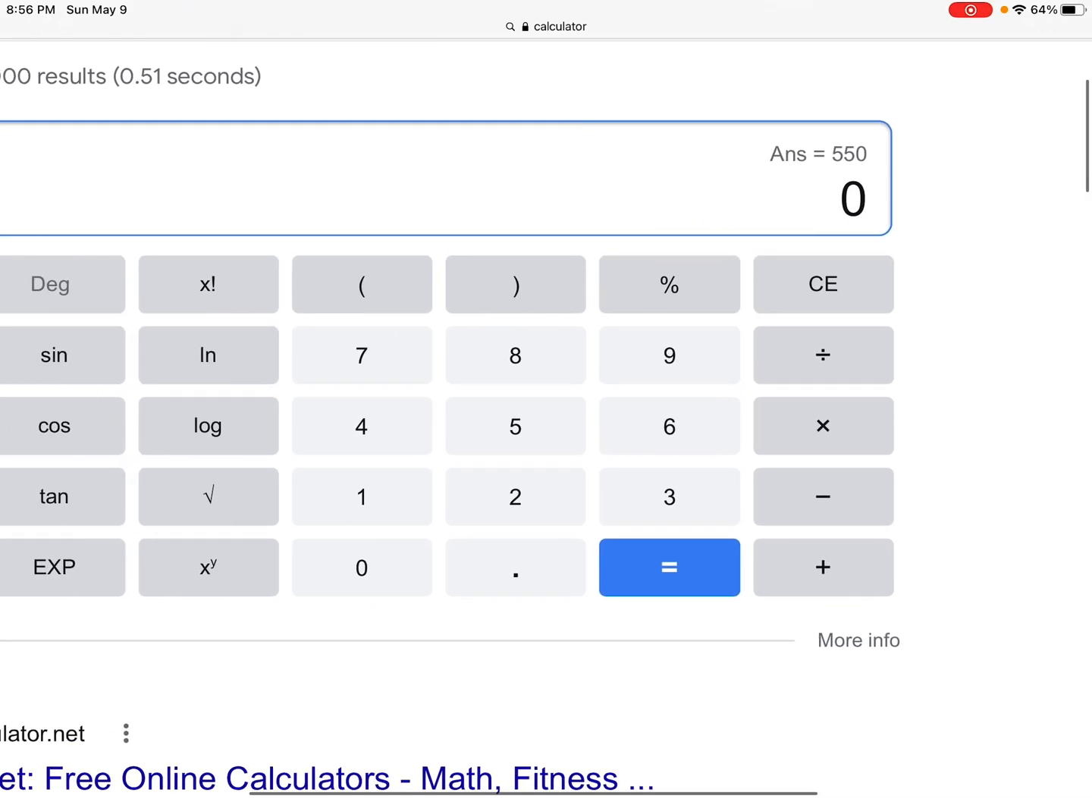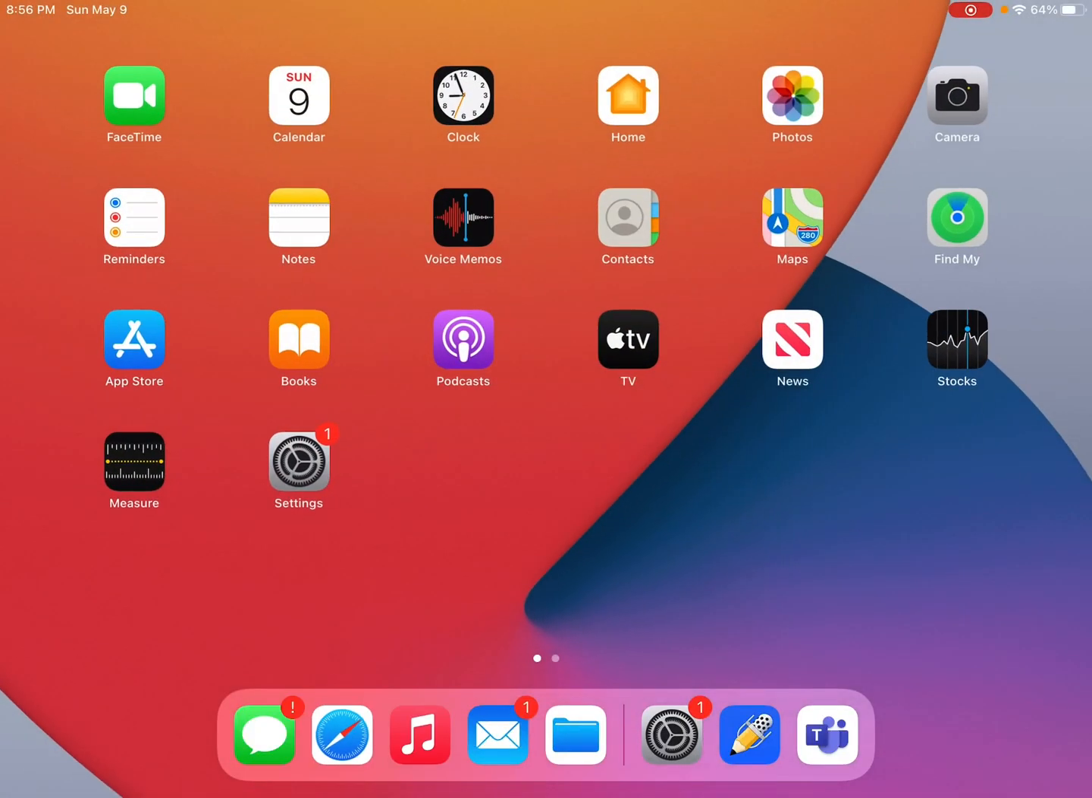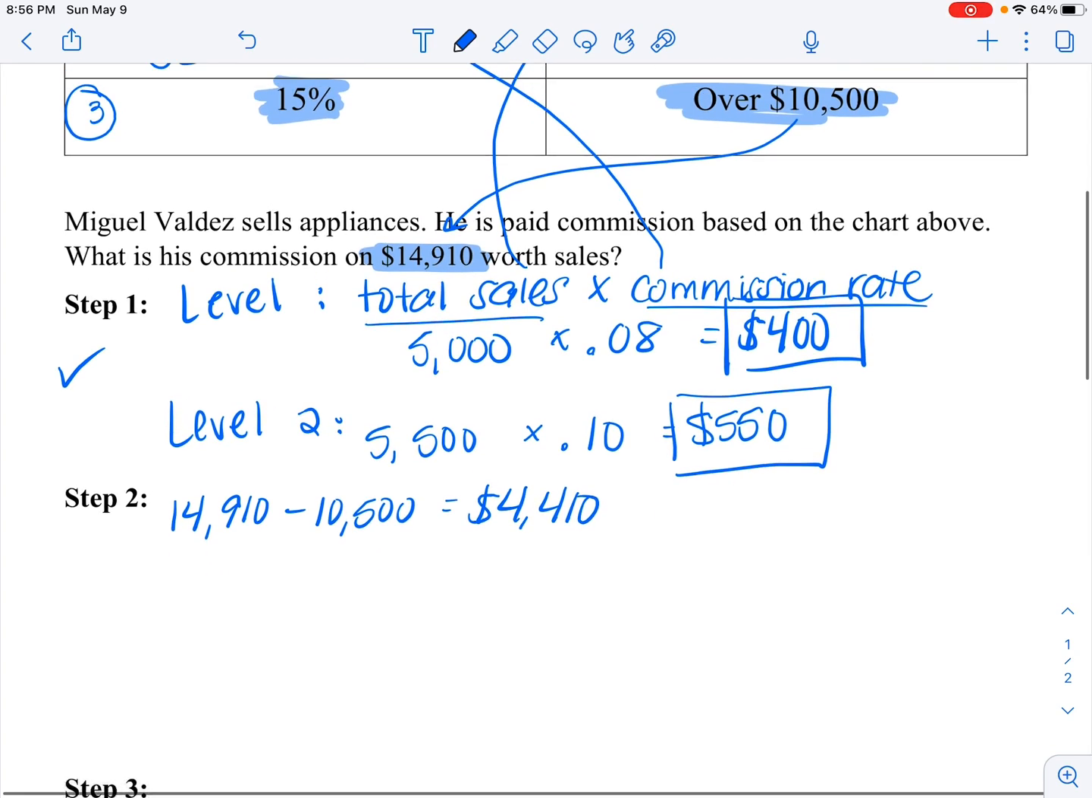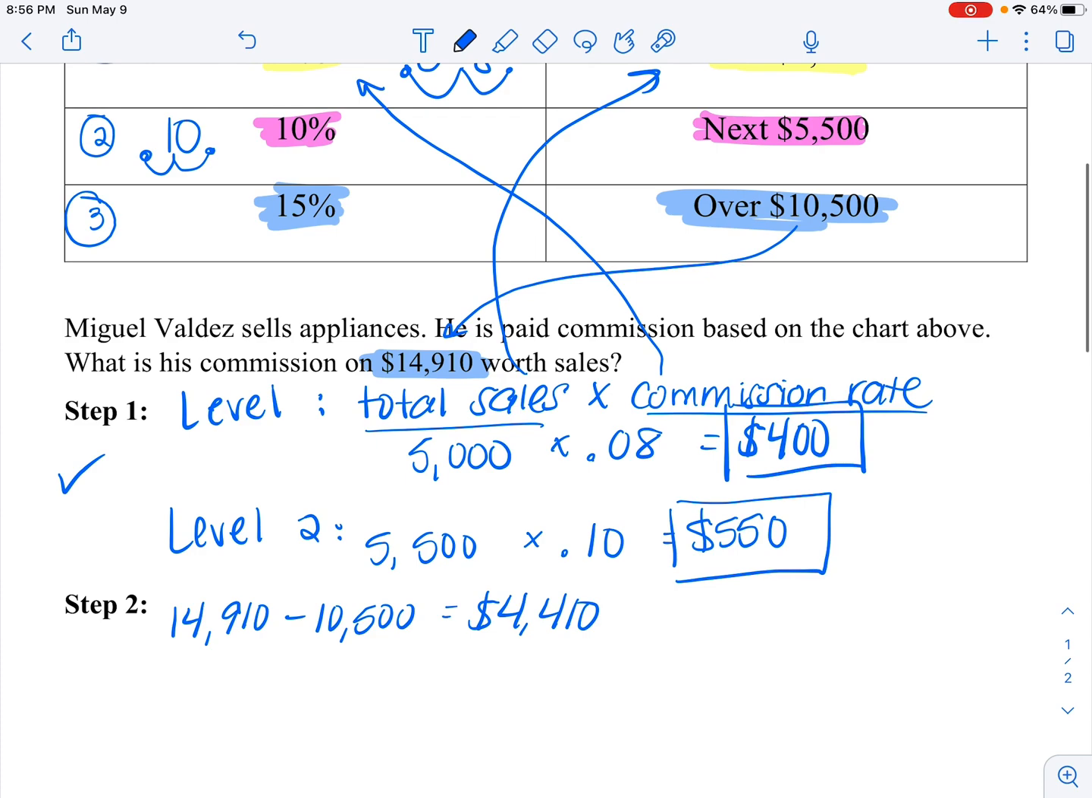Okay, so we're going to throw that in the calculator because these are pretty big numbers here. What do we have first? 14,910 minus 10,500. And we get this answer here, 4,410. Now that's not the end of step 2. So what we basically just found was the number that we're going to need to use when we calculate our commission. So we're not using this, 10,500. I'm going to put an X over it. This is what we're using now for our total sales.